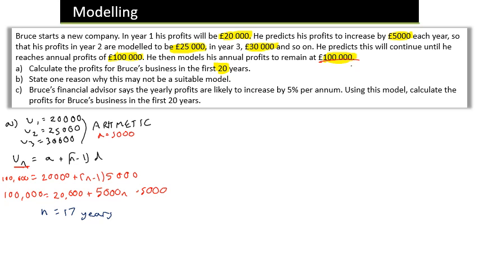So now, because we want to work out his total profits, let's use our formula for the sum of an arithmetic series, substituting in. We're trying to find S of 17. So it will be 17 over 2, 2 lots of A, so 2 lots of 20,000. N is going to be 17, so 17 minus 1. Let me just rub that out. And then D is our common difference, which is 5,000.